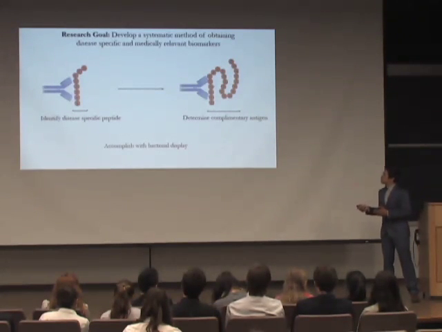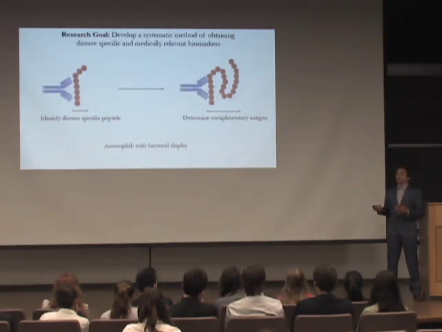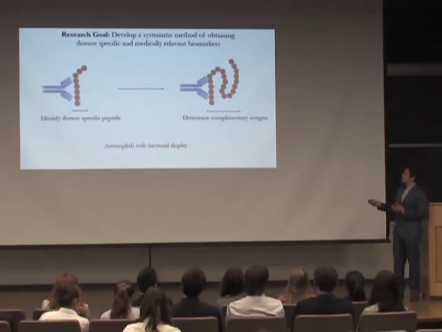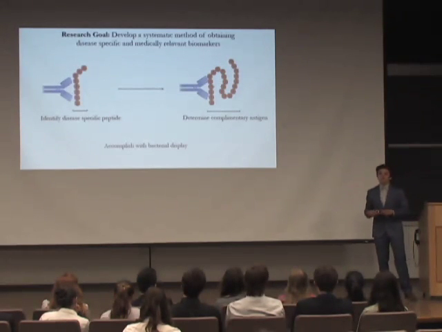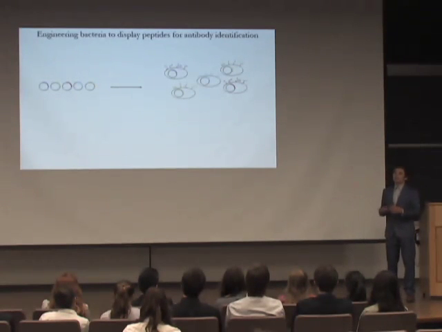So our research goal as a whole, what we want to do is identify a disease-specific peptide and eventually determine what the complementary antigen is, or the entire protein responsible for this peptide. And we're going to accomplish that through a process called bacterial display. And for much of this presentation and much of our research, we focus more on how to identify something that is disease specific. And the complementary antigen, going from step 1 to step 2, is something that will be worked on later on.